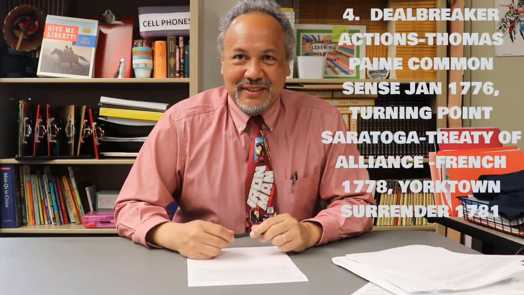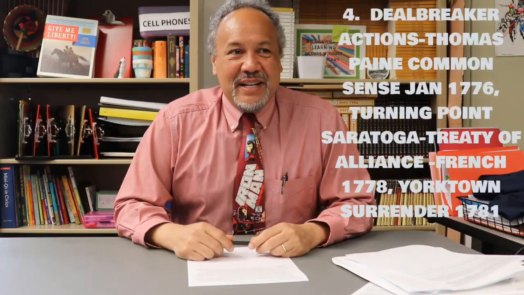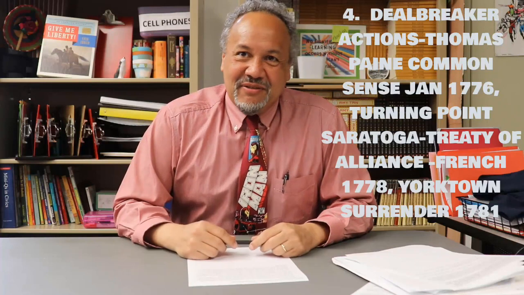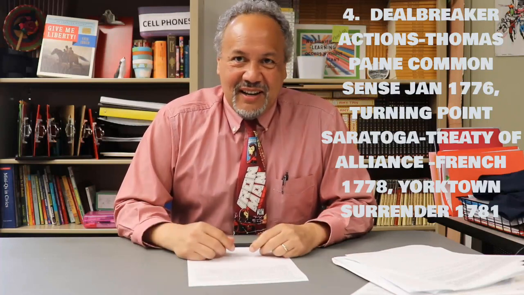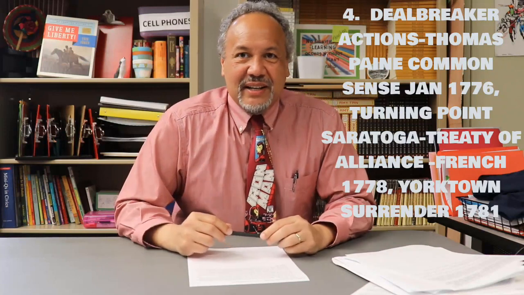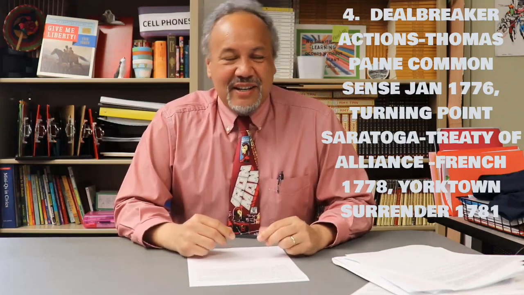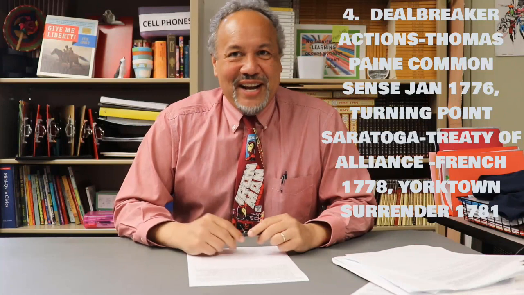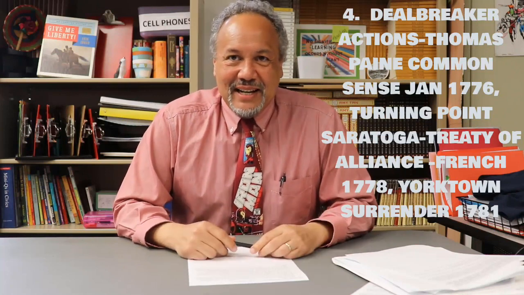Now, deal breaker actions. Or, again, these events here. Thomas Paine, Common Sense, January 1776. Declaration of Independence, that from first grade. Natural rights, John Locke, Thomas Jefferson. What it says: life, liberty, and the pursuit of happiness, unalienable rights. That jazz. Come on, I don't need to break that down to you.